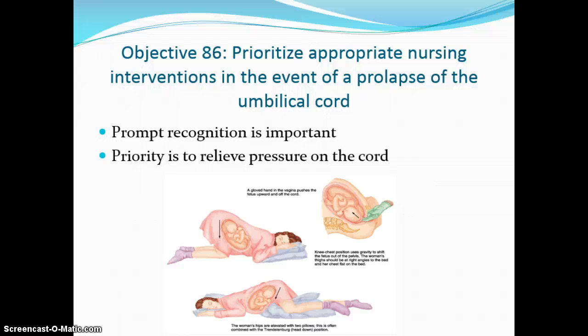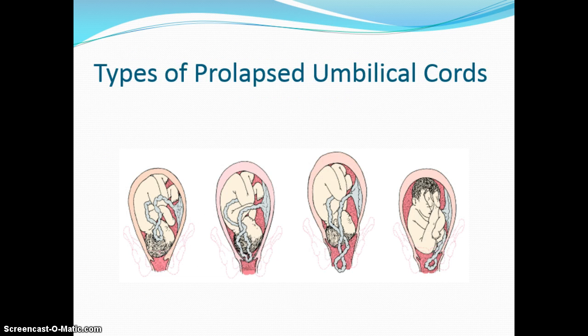We need to move to immediate delivery because this can cause death of the fetus, and vaginal delivery is not going to be possible, so you're going to have to move to immediate C-section. Do not attempt to replace the umbilical cord, just get pressure off of the umbilical cord. And then typically what you will do is you will move to C-section with your patient. You will leave your hand in place and they will put the sterile drapes, things like that, over you.